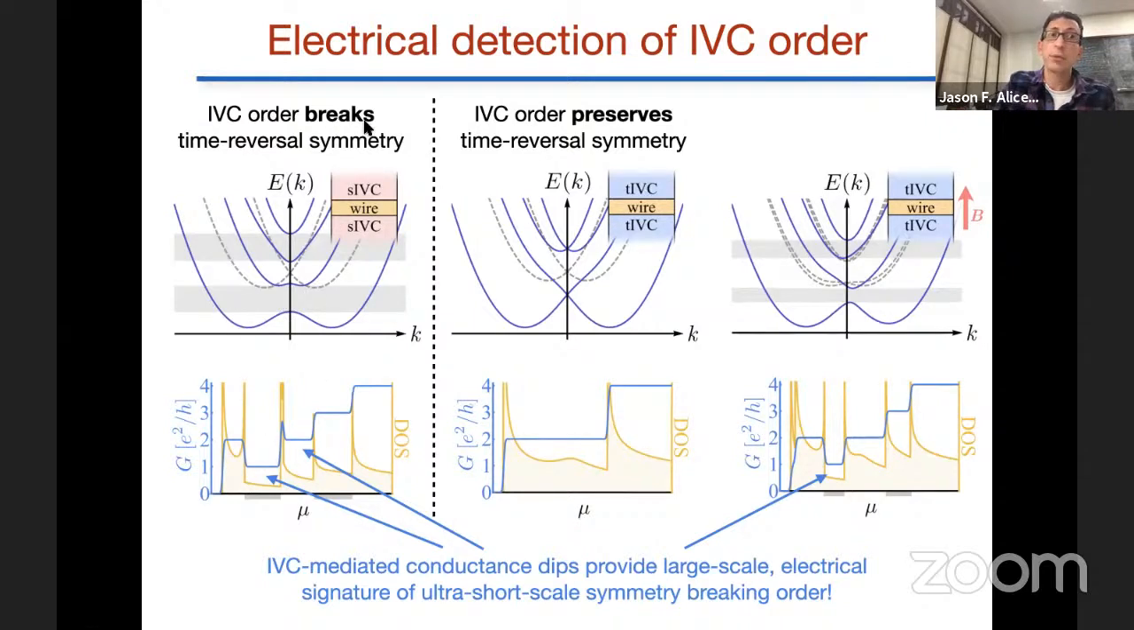All right, so in the case where the IVC order breaks time reversal symmetry spontaneously, even at zero magnetic field, you might hope to see this very non-monotonic conductance with, again, these dips signaling the intervalley coherence mediated band gaps. In the case where the IVC order preserves time reversal symmetry, then these band gaps should be opened in response to a magnetic field. Okay, so for instance, down here, if your chemical potential sits here, you have 2 channels. Up here, you have 1 channel, and that should manifest again as a conductance dip.